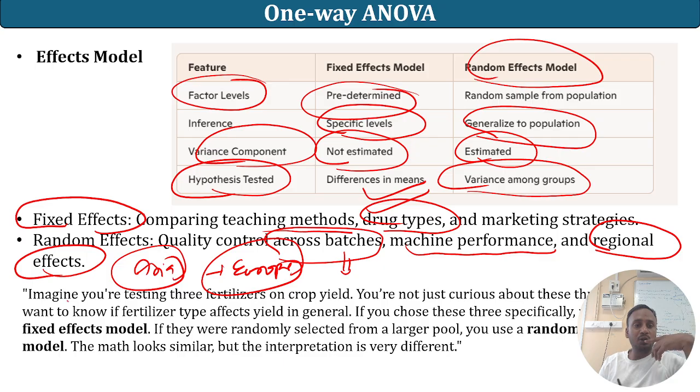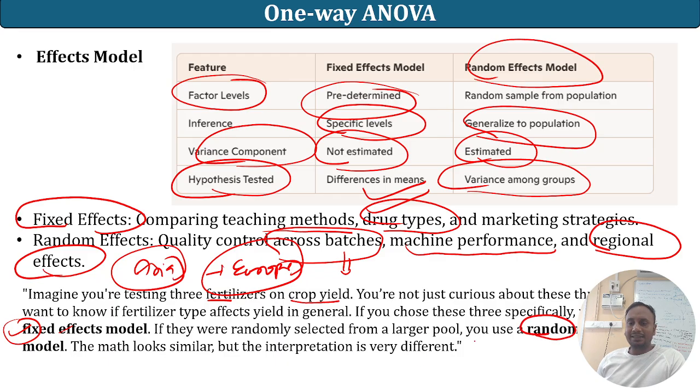Let's take an example: three fertilizers on a crop field. You're not just curious about those three. You want the fertilizer type effect on yield in general. If you choose these three specifically, that becomes the fixed effect model. If we check with only these three fertilizers, it's a fixed effect. But if you randomly select from a larger pool, where we have plenty of samples, in that case we can go with the random effect model.